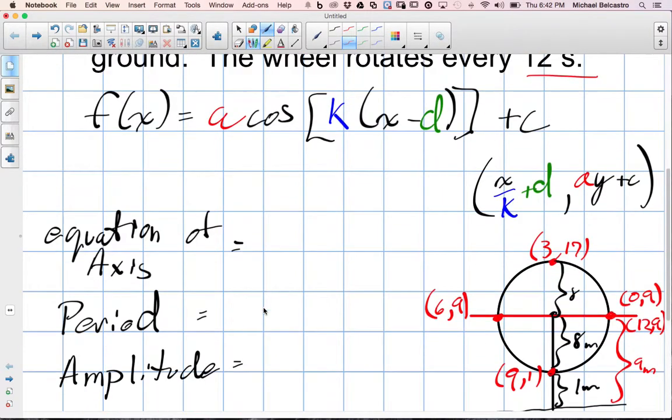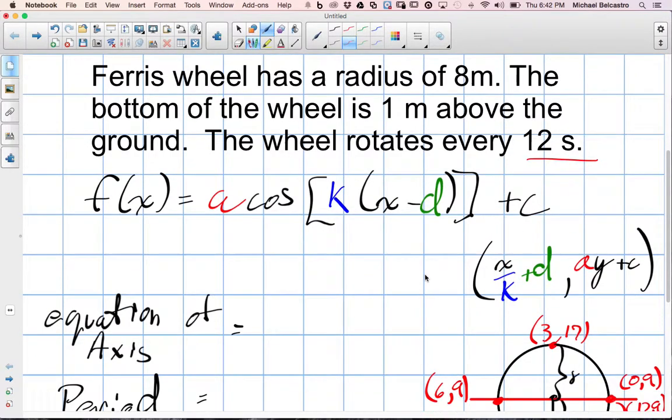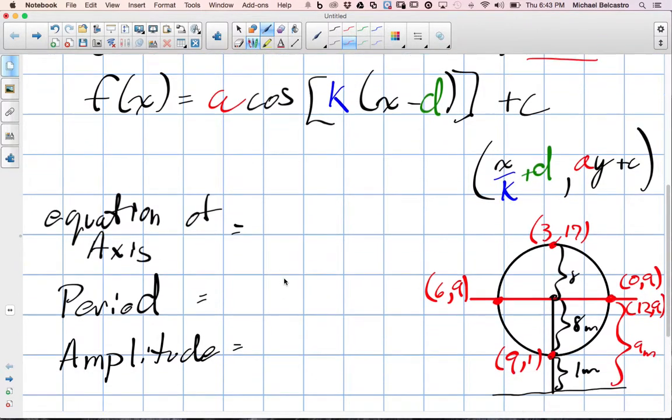Now, what we need to do is turn it into a cos function. Okay, so the first thing we need to find is the equation of the axis. Do you know a formula that would help us find the equation of the axis? Max plus min over 2. Perfect. Yeah, max plus min divided by 2. So what is our max and our min in this case? 17 and 1. Perfect. Okay, so 17 plus 1 over 2 is 18 over 2, which is 9. That's exactly what we drew, right? That's our equation of our axis.